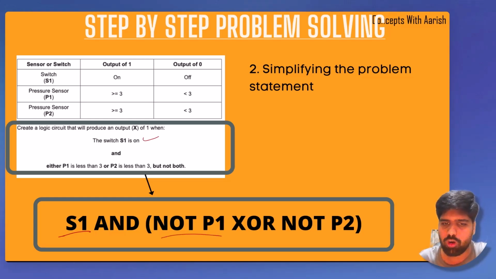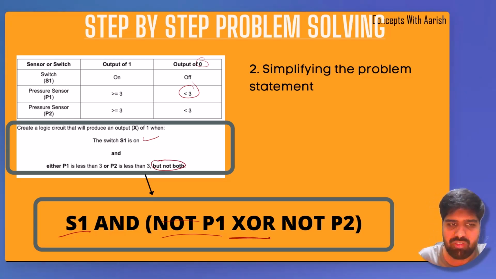And not P1, because less than 3 was 0, so you negated it, not P1, and XOR not P2. Over there I said it was simply an OR, but over there it said but not both, and that is changing it to exclusive OR. P1 is less than 3 or P2 is less than 3, but not both. Not both means when both conditions become similar, it produces a 0. That's why they are using an exclusive OR gate over here.